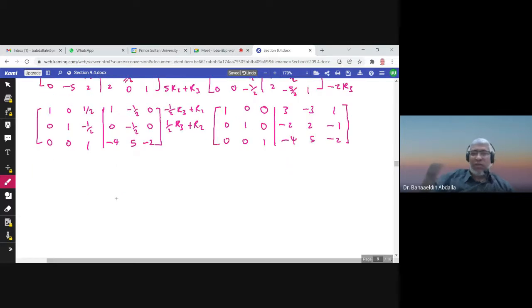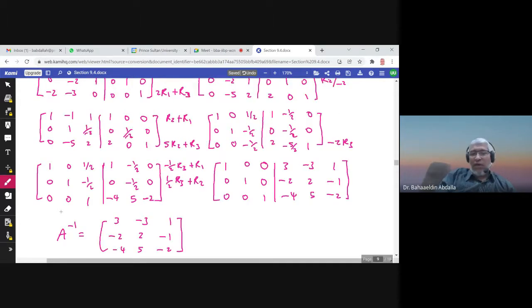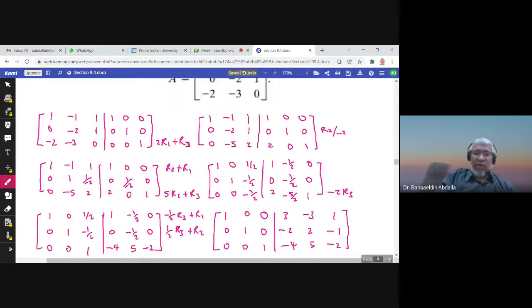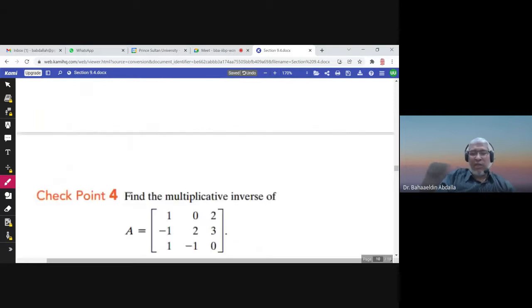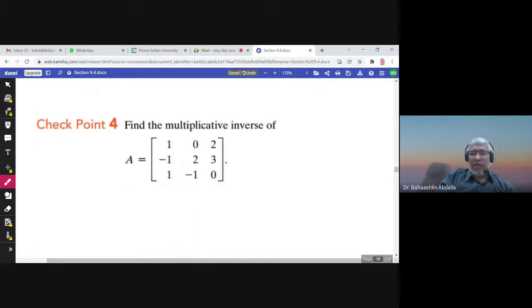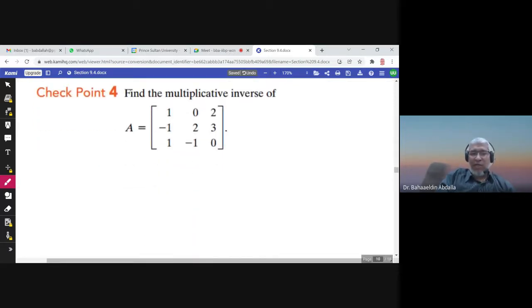So what is A inverse now? A inverse is the matrix 3, negative 3, 1, negative 2, 2, negative 1, negative 4, 5, and negative 2. So this is how we find A inverse. You can check now that A times A inverse is the identity matrix, and A inverse times A is the identity matrix.